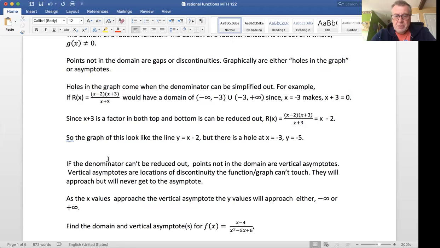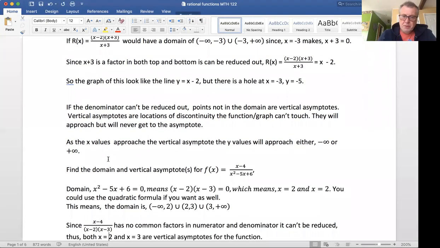And on a vertical asymptote, as x approaches the vertical asymptote, the y values either go to infinity or negative infinity. So first off, let's look at this next one. This would be f of x right here equals x minus 4 over x squared minus 5x plus 6. So we'll find the domain. To find the domain, we'll factor the denominator.